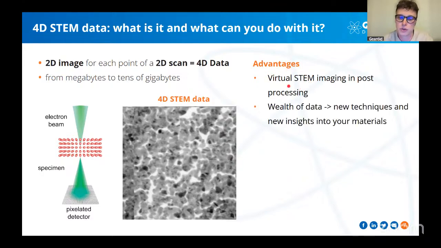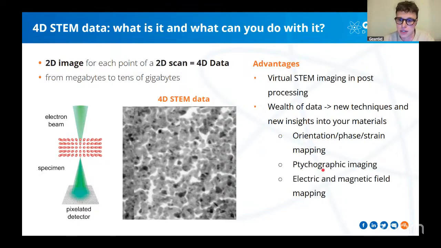But I will say that virtual STEM imaging is the simplest way of processing your data. And if you were only interested in virtual imaging, it's probably not worth getting one of these pixelated cameras for this application. But really, with 4D STEM, you have a wealth of information in your data sets, and you can exploit these data sets to perform new techniques, to obtain new insights into your materials. So for example, you can perform orientation, phase, and strain mapping, ptychographic imaging, and electric and magnetic field mapping.